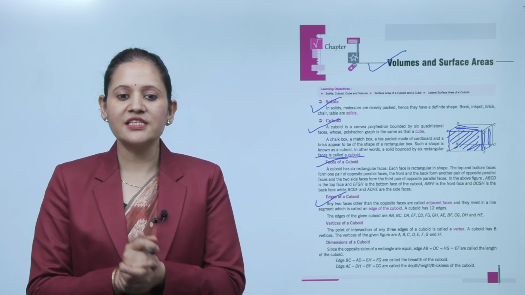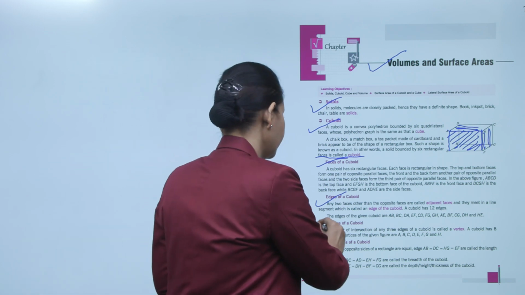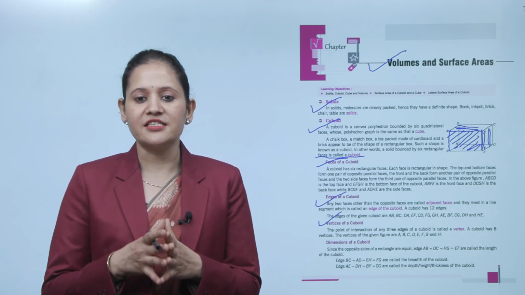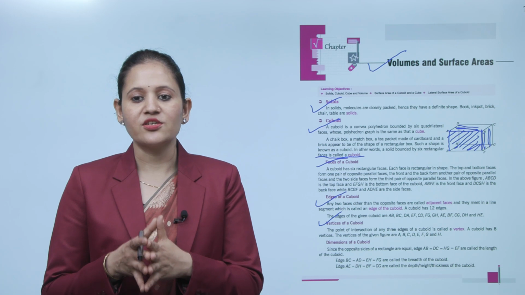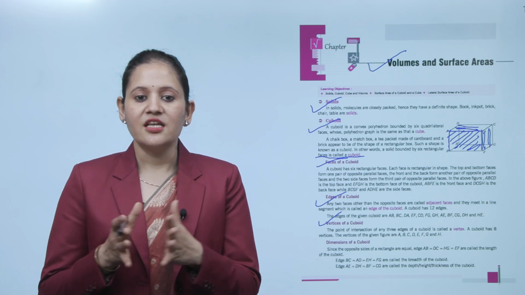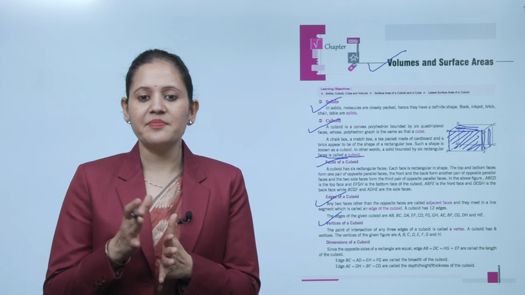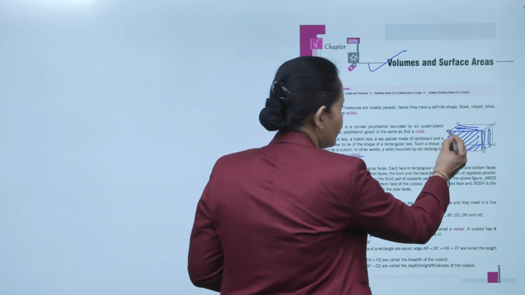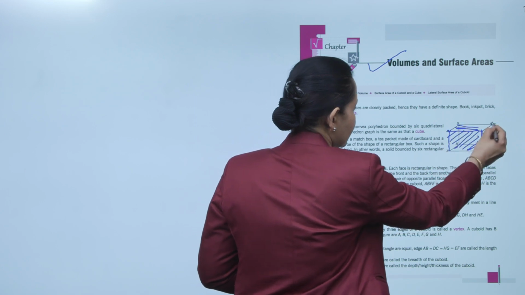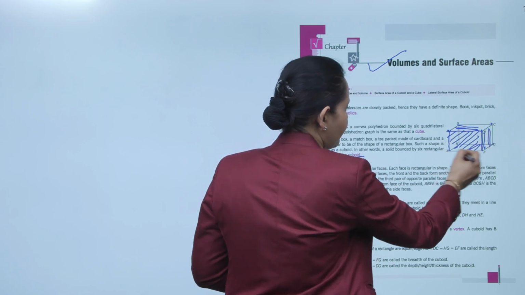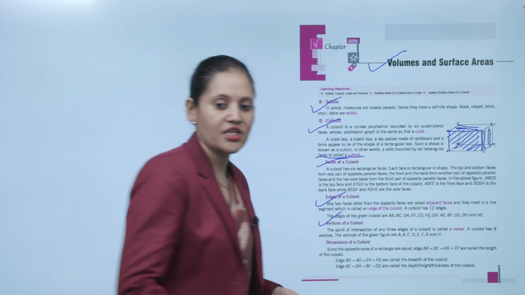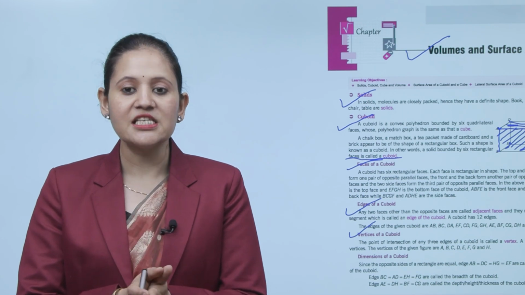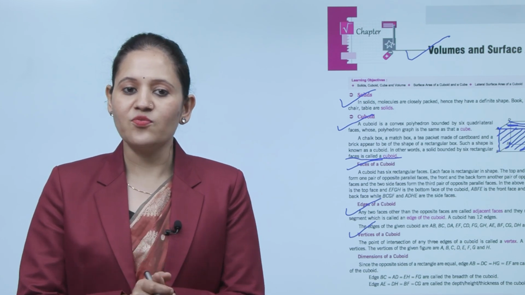Clear? Next is vertices of a cuboid. The point of intersection of any 3 edges of the cuboid is called a vertex. The cuboid has 8 vertices. The vertices of the given figure are A, B, C, D, E, F, G, H. So total 8 vertices. Point A, D, C, B, G, F, E and H. Total 8 vertices. Clear? So the cuboid has 6 faces, 12 edges and 8 vertices.